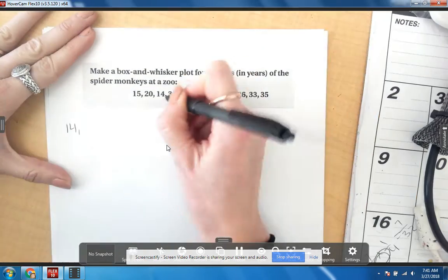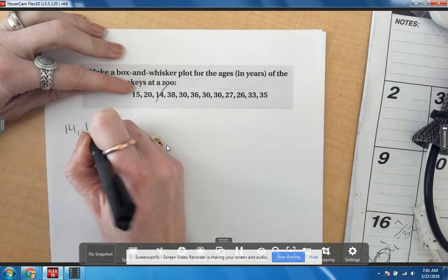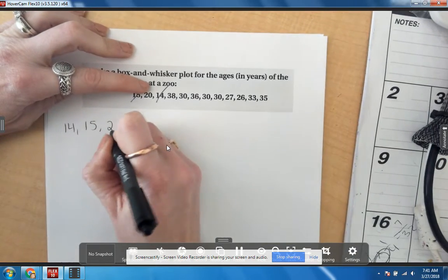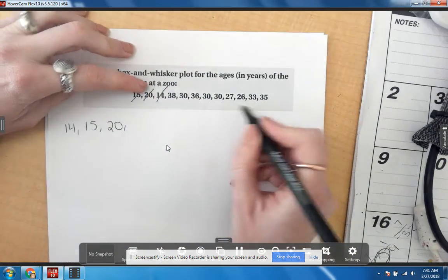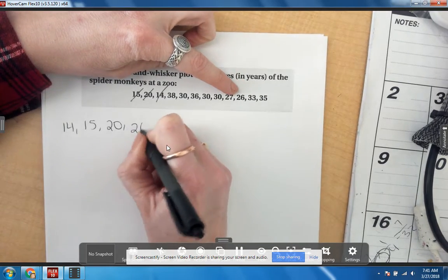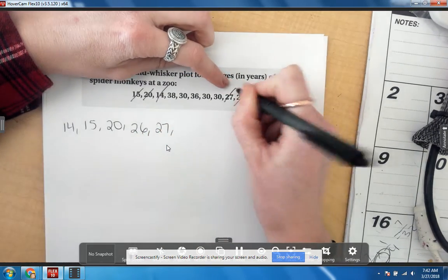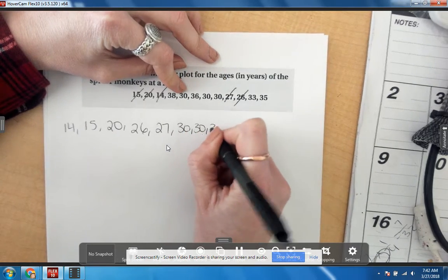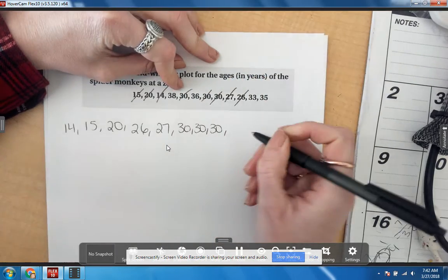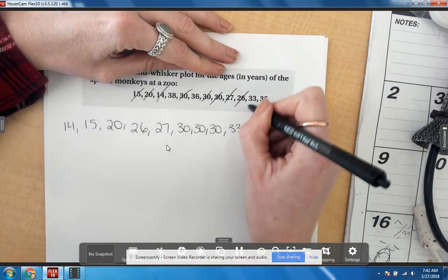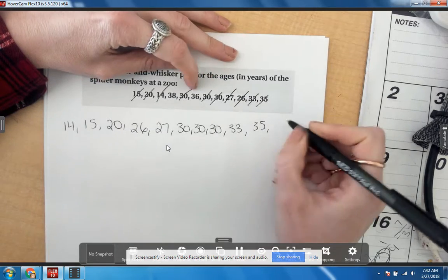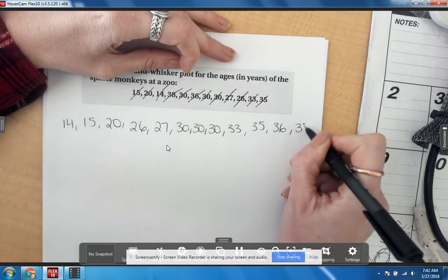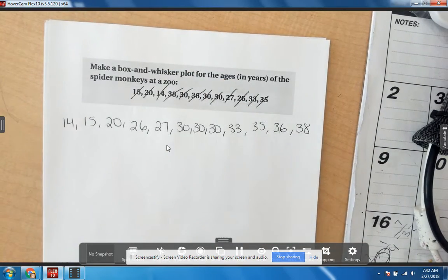So 14, looks like 15, and it's easy if you cross that off as you're going. Let's look, 20, and then 26, 27. Looks like we have 3 30s. 30, 30, 30. Okay, and then 33, 35, 36, and 38. Okay, so that's step one. Order them least to greatest.